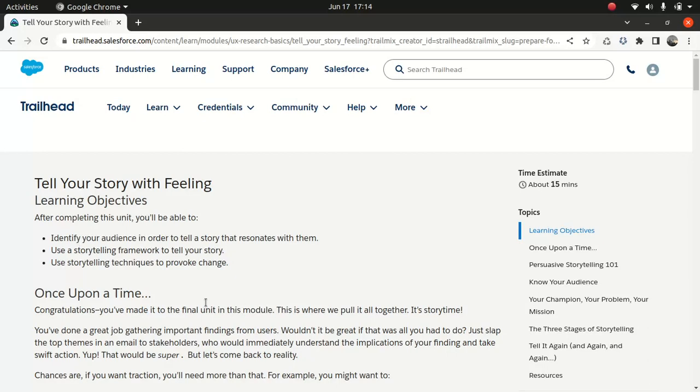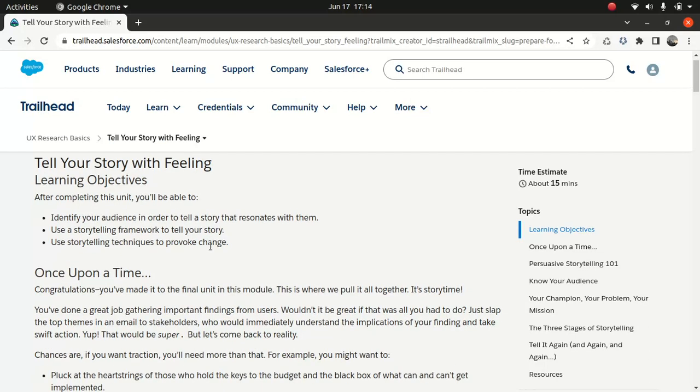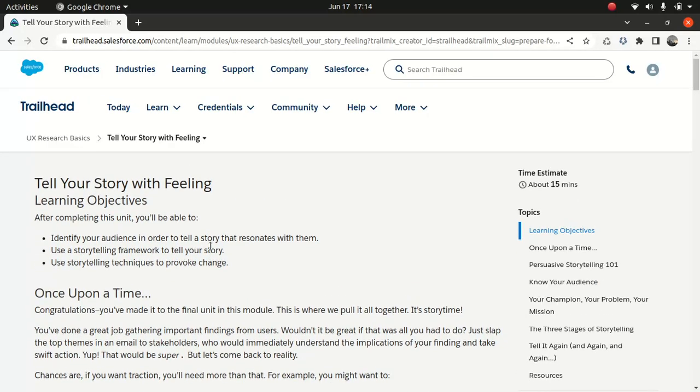So what I'm going to do today, I'm going to talk about this topic that is telling your story with the feeling. This is the last part of the UX research basics. So we have seen a lot of things right until now. How to interview a customer, how to take notes, and how to frame information out of your squiggly notes or Excel doc, right? Now that's all great.